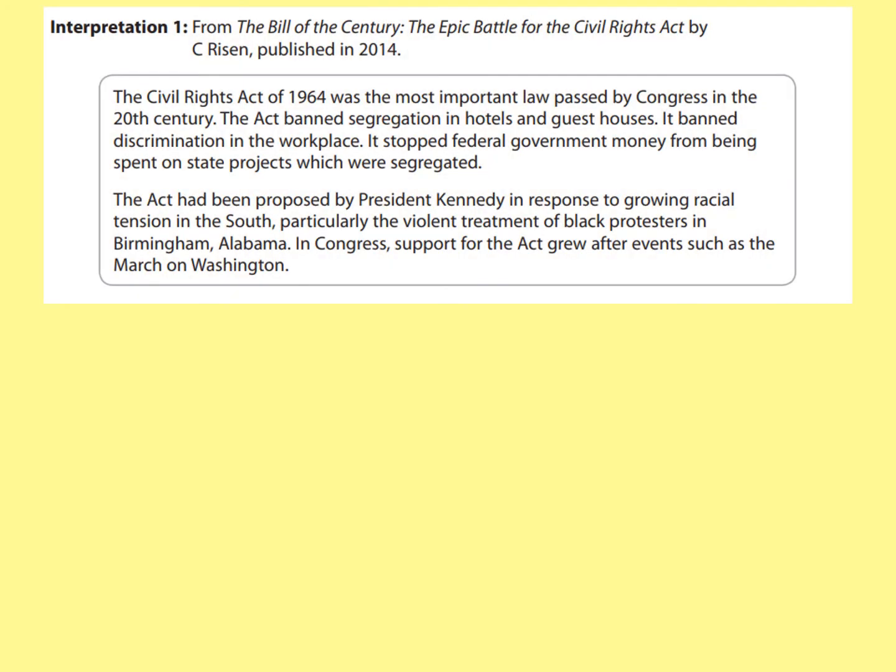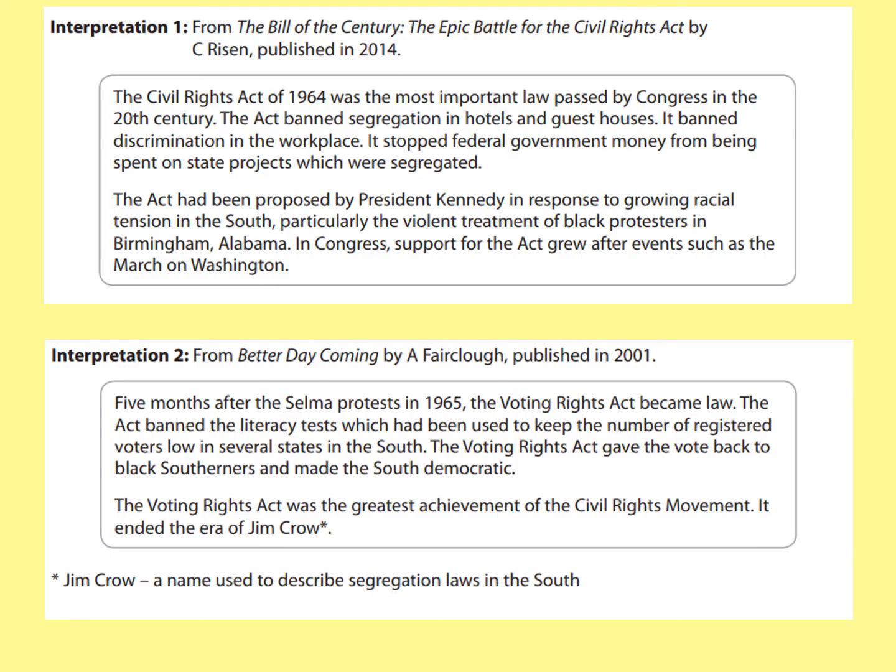Something to bear in mind as well is that later in the paper you'll have 2 interpretations. You don't deal with this in quite the same way, and I've got a separate rapid revision video looking at the interpretations questions within paper 3, which actually looks at a Vietnam War example. But let's consider the interpretations that went with these sources in the real 2019 exam. Firstly, interpretation 1, and then interpretation 2.